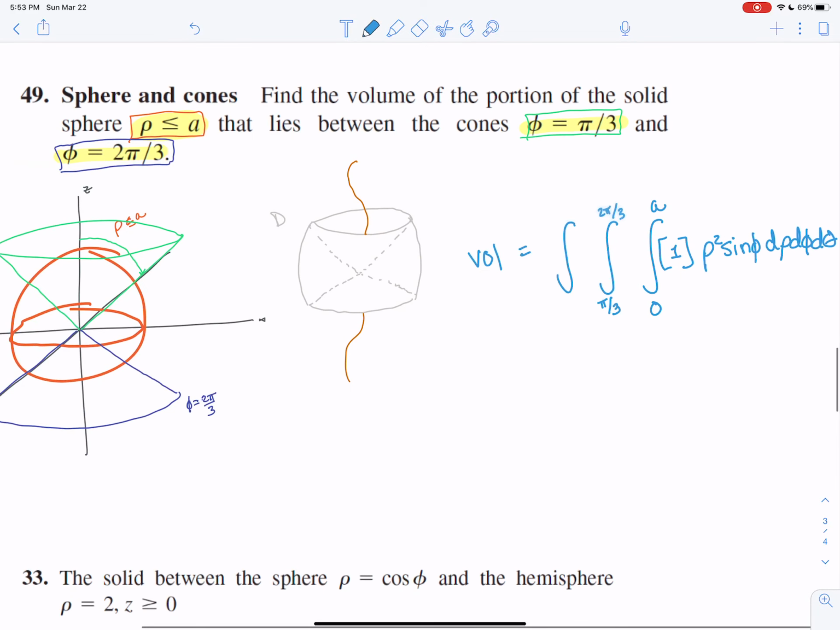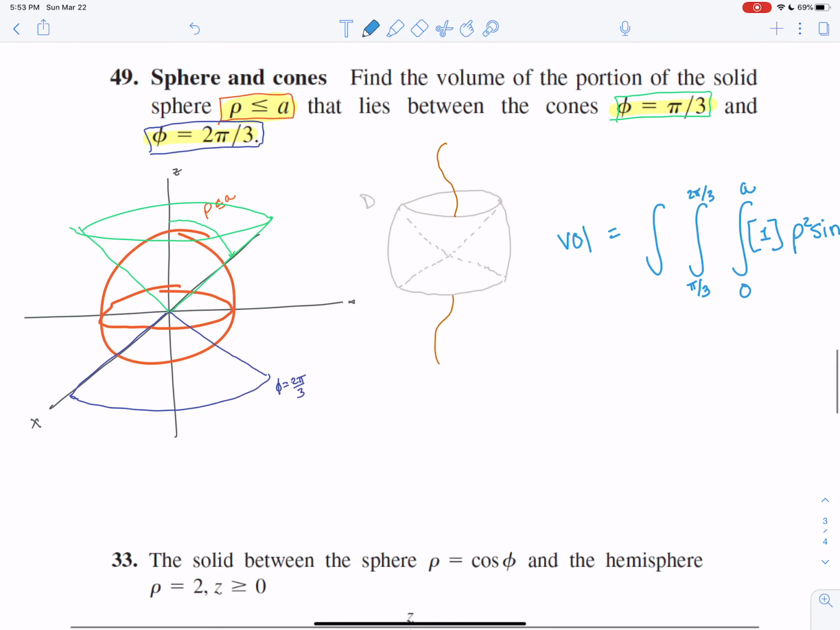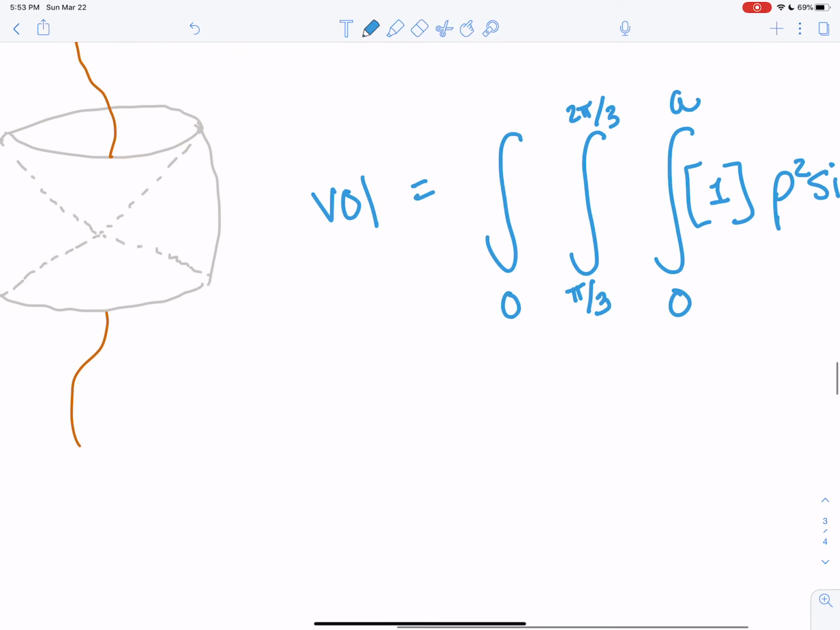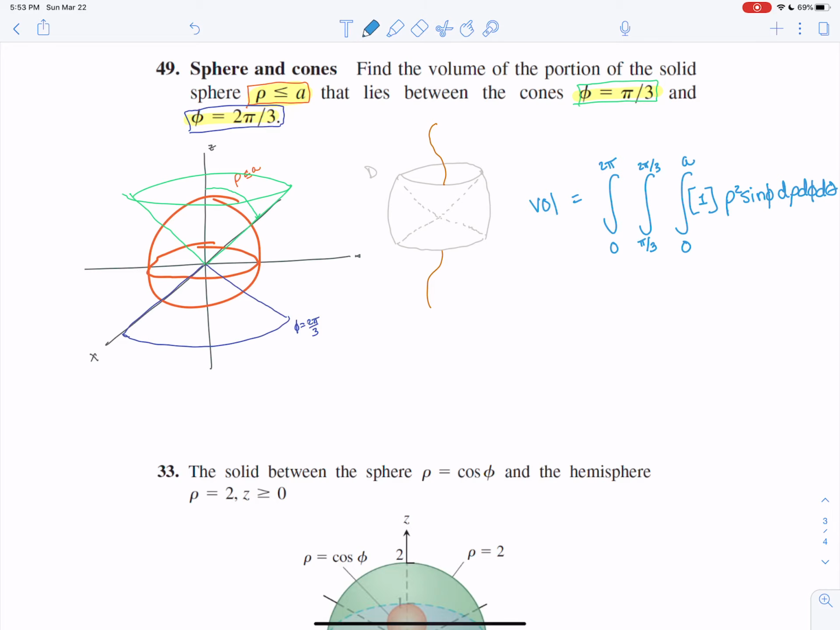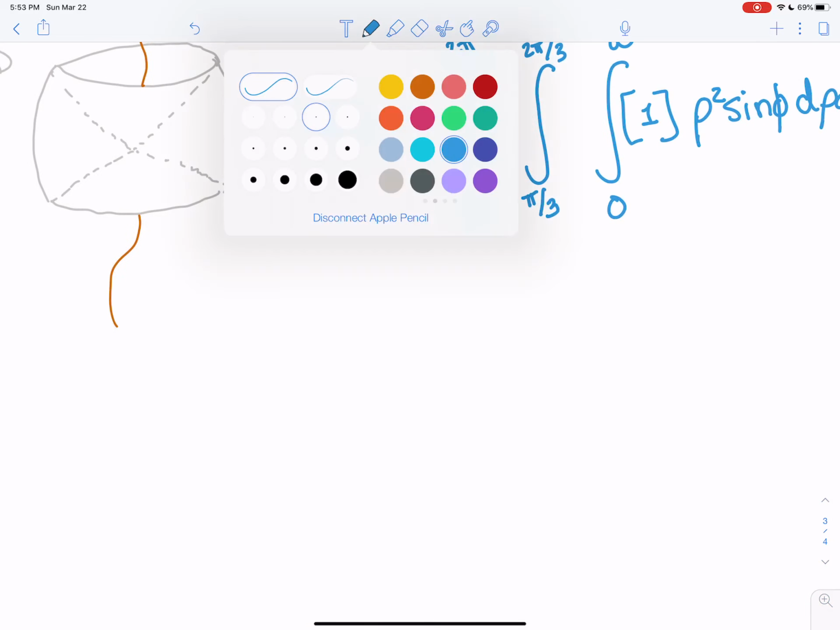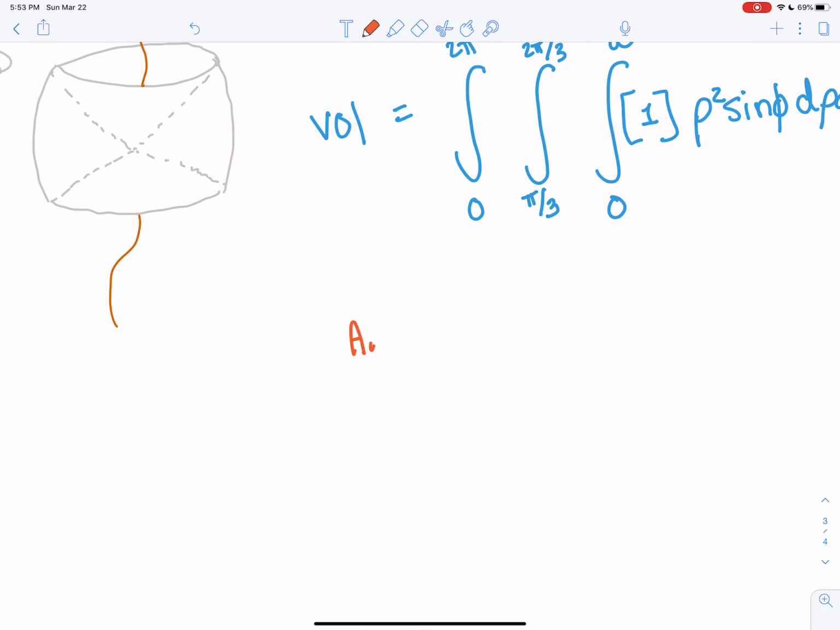And then for theta, right, it's symmetrical around the z-axis, and we want to capture the entire thing, so it'll just be from 0 to 2 pi. There we go. And so that will give you the volume of that shape. The answer you're looking for when you evaluate it on your own is 2 pi a cubed divided by 3.